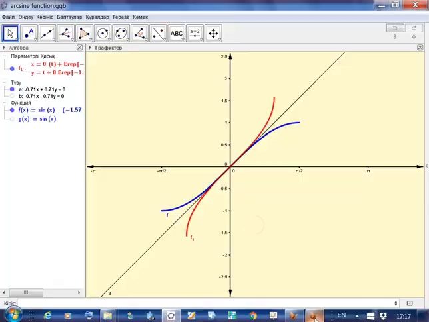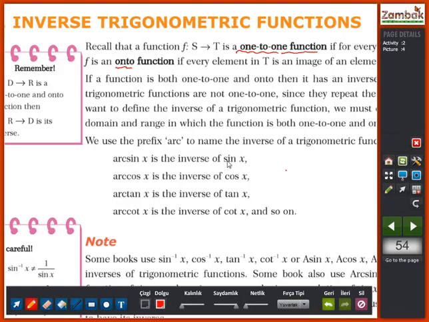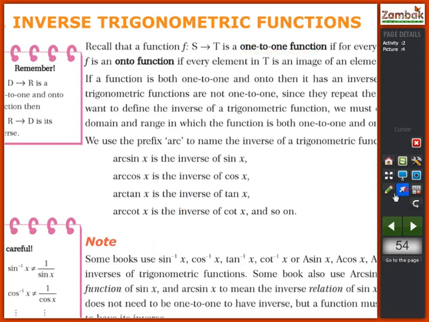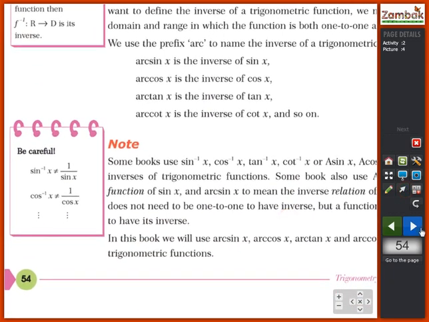Now let's look here. The inverse of sine x, we said, is arcsine. The inverse of cosine is arccosine. Tangent, arctangent, and the inverse of cotangent is arccotangent. In this video, we are going to learn about arcsine and arccosine.